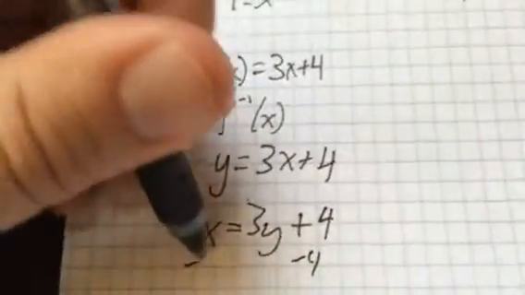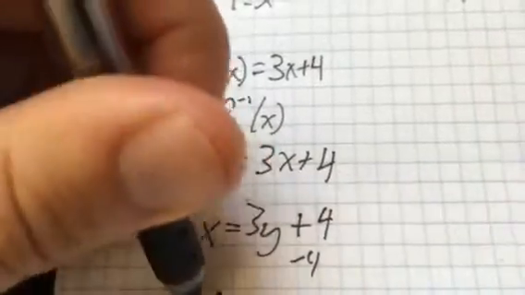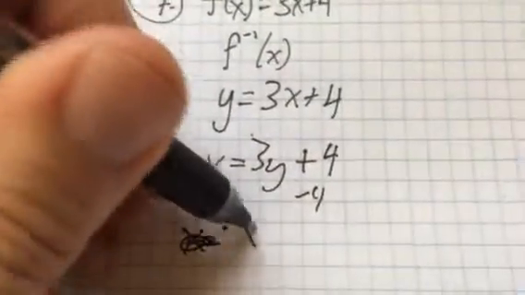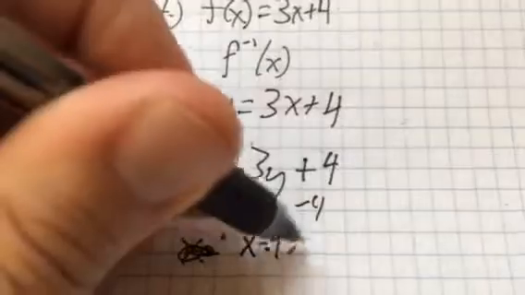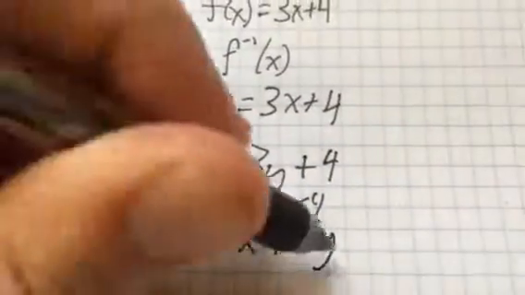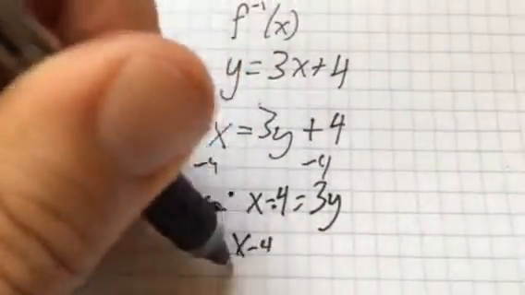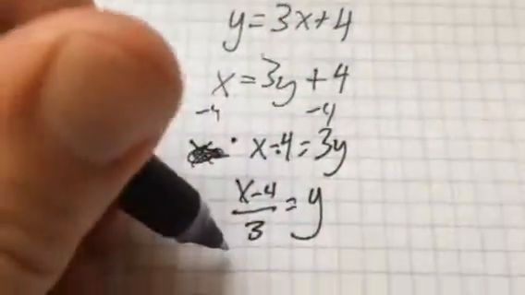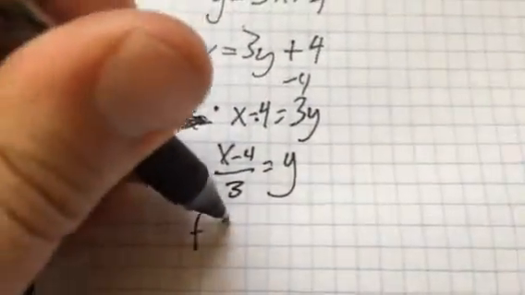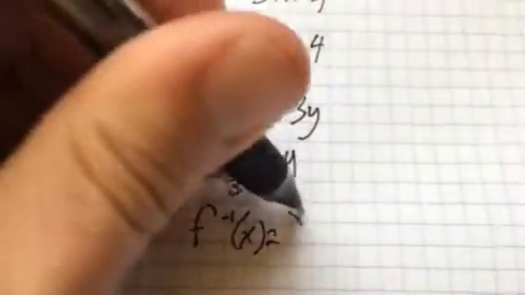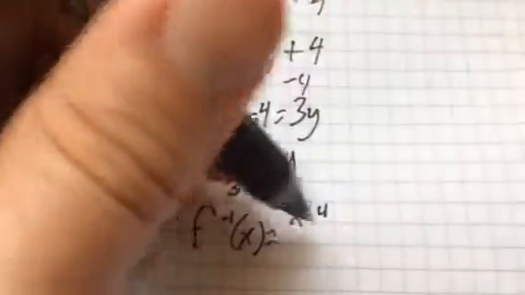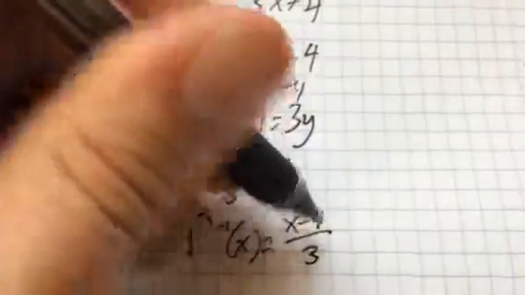So subtract 4 from both sides. Sorry. Divide everything by 3. There it is, and I can write it in inverse function notation. There it is.